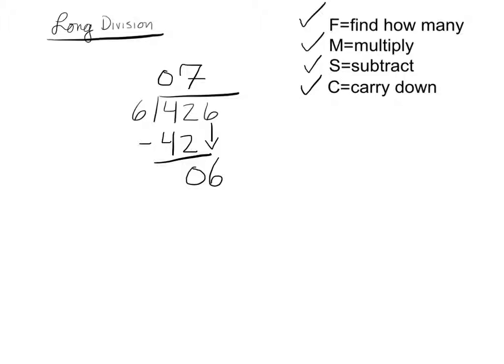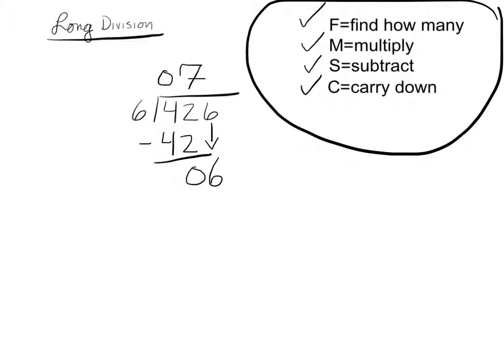Now that we're done with this, we did this entire group of 4 things once. We go back and we start all the way over at the top. So now we are finding out how many 6's go into 6. How many 6's go into 6? Well, that's pretty simple. 1. Check. We did find how many.